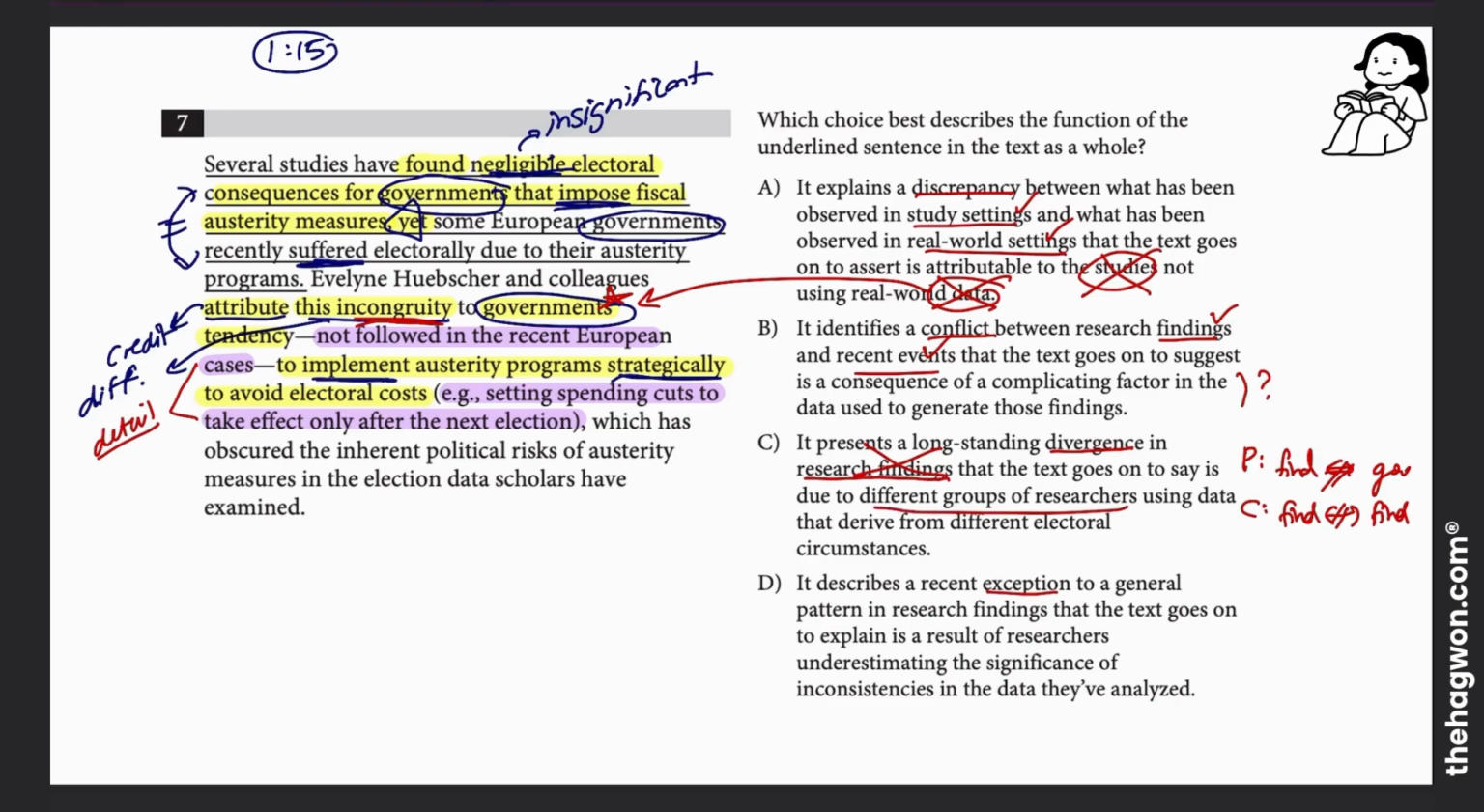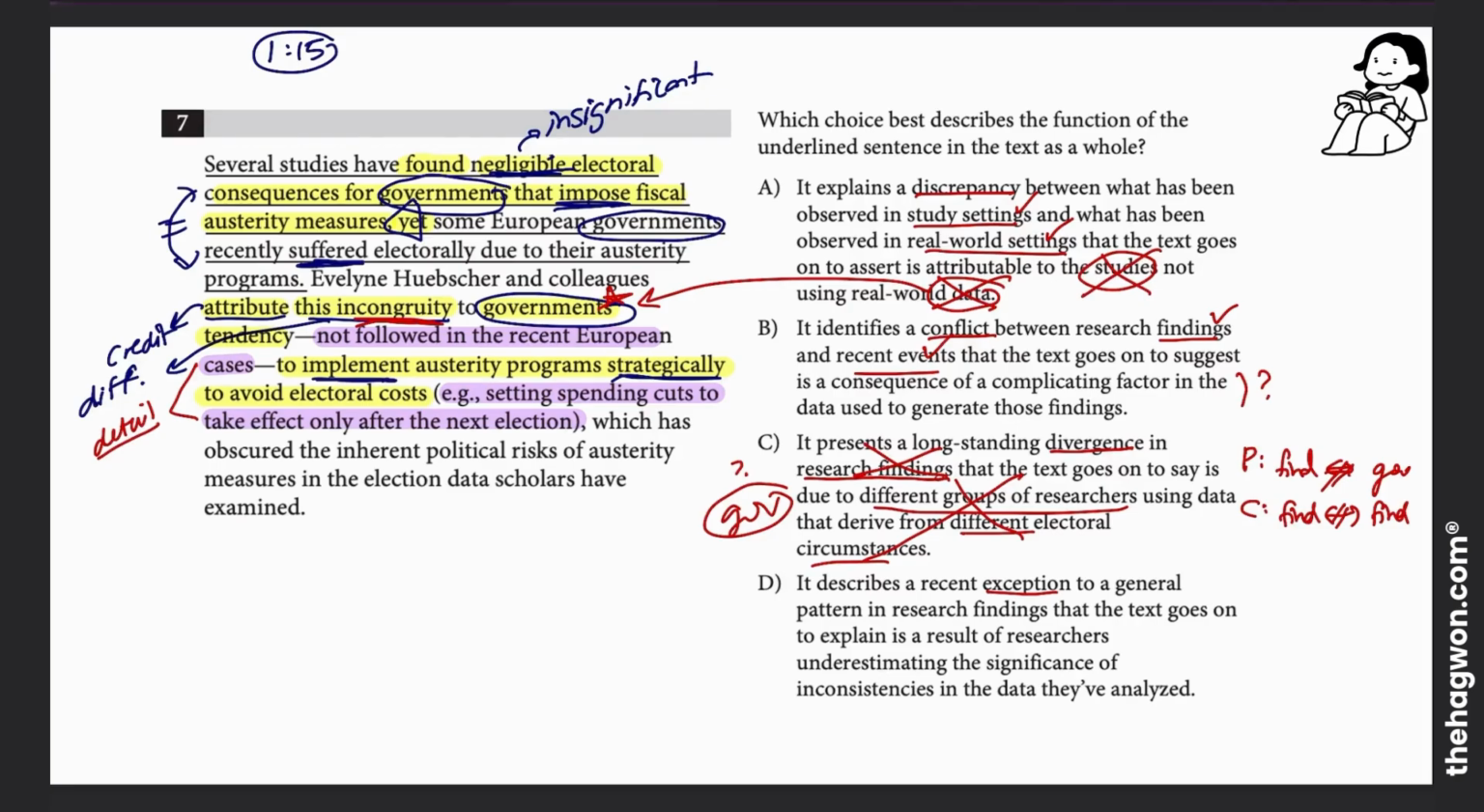If we somehow missed that and we continued reading, you would notice that it says there are different groups of researchers using data from different circumstances, and that's why there's this divergence. Well, we haven't seen different types of researchers, different groups and different electoral circumstances, and it's really not the data's fault. The passage made it clear it's the government's fault, but they're not talking about that in answer choice C. So C is also incorrect.